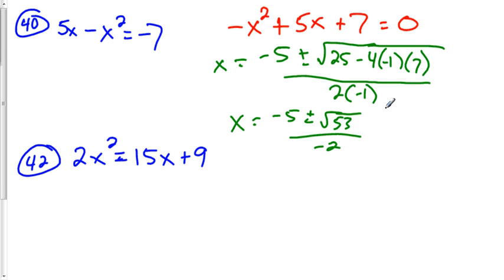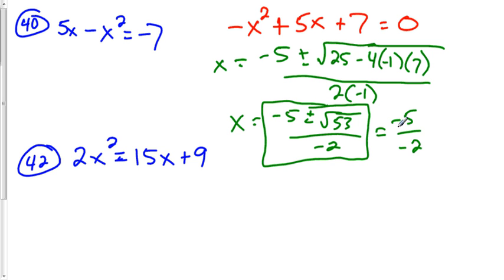And which number is this? This is number 40. And this ends up being our final answer. Negative 5 plus or minus the square root of 53 over negative 2. Now, we could also see this as negative 5 and negative 2, and some people will write it like this. I would accept this right here. Plus or minus the square root of 53 over negative 2.